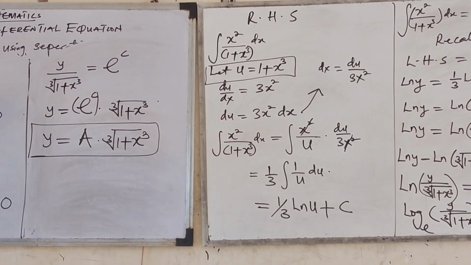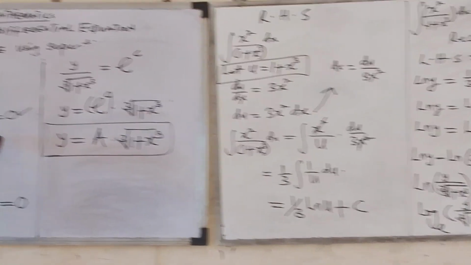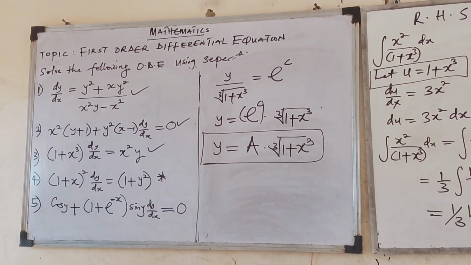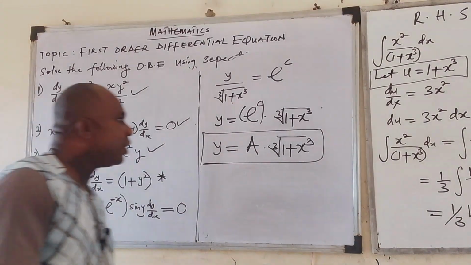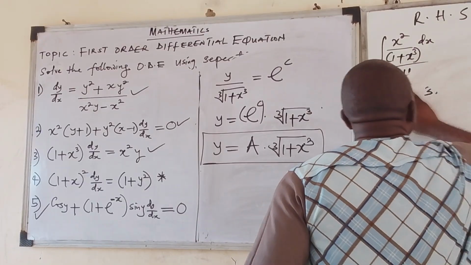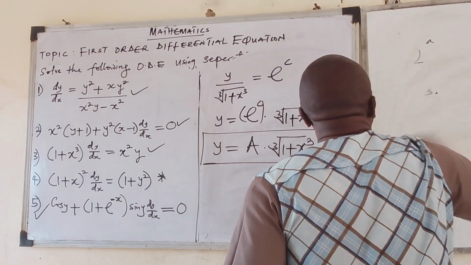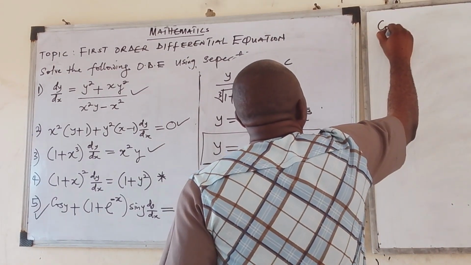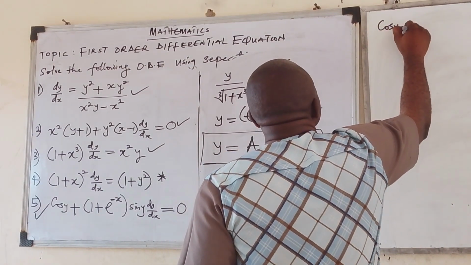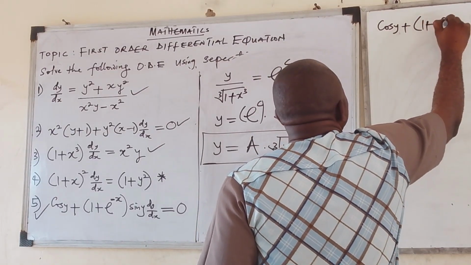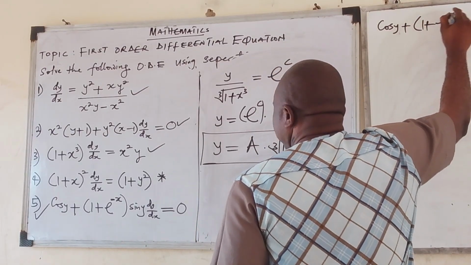So we have seen question number 1, question number 2, question number 3. Now let's do question number 5. For question number 5, we have cos y times 1 plus e raised to the power of minus x, then here we have sine y dy all over dx is equal to 0.